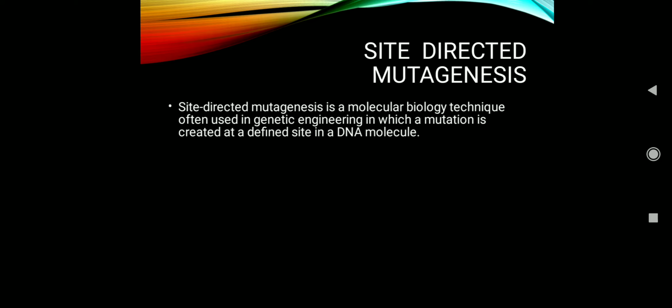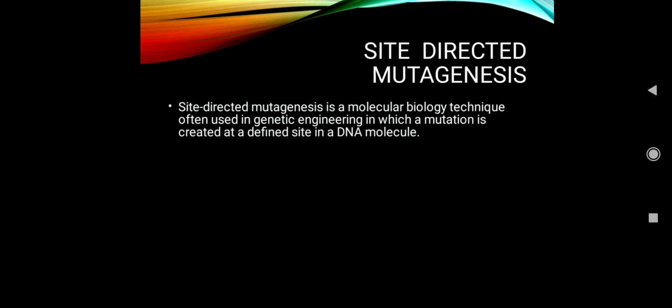Random mutagenesis can occur on any part of the DNA. Randomly the mutations are going to occur. That is why it is called random mutagenesis. Whereas in site-directed mutagenesis, we are going to create a mutation at a definite site on the DNA, at a particular site on the DNA. That is why it is called site-directed mutagenesis.